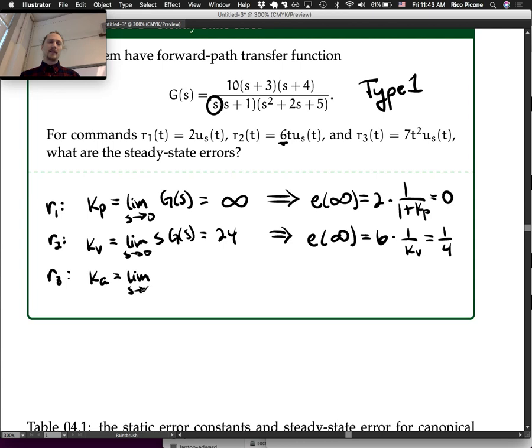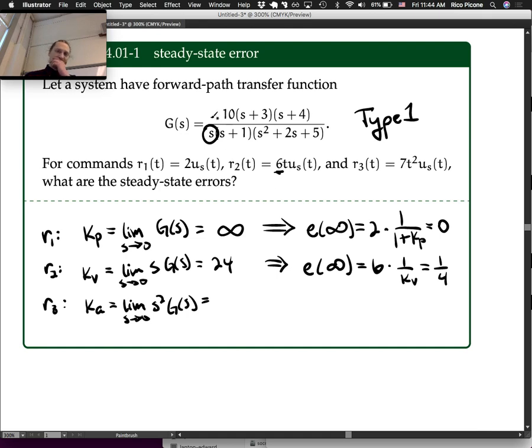Limit as s goes to 0 of s squared g of s. And we have a problem, right? Because one of the s terms cancels, so we're left with an s in the numerator. And if that s in the numerator goes to 0, the whole thing goes to 0, right? So our Ka is 0, and our steady state error is going to be infinite, but let's be precise with our factor anyways, just so that there's no gotcha.